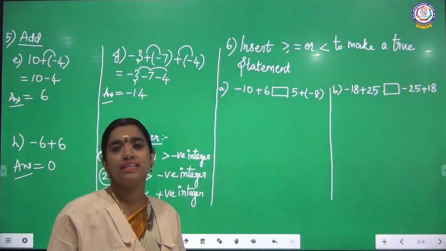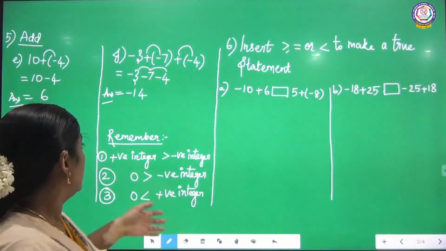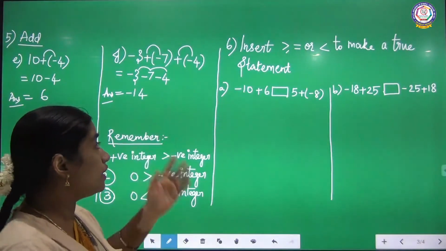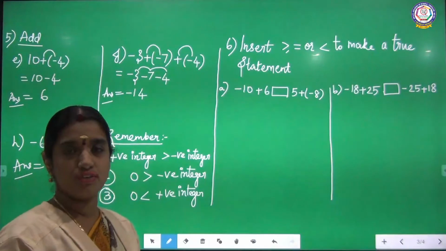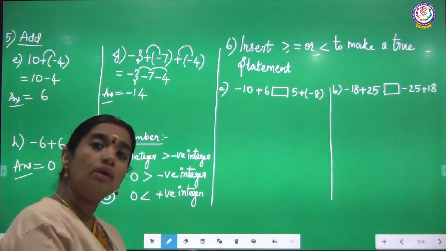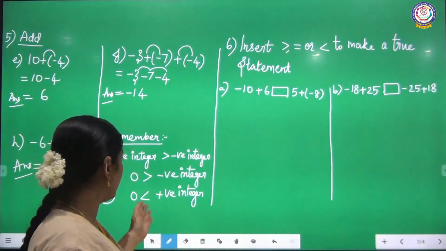Before going to the sixth sum, I want to recall for you the integers concept, because I am going to compare the numbers here: which one is a greater number, which one is a smaller number, and which one is equal to 0. So before going to the sixth sum, we will recall this.